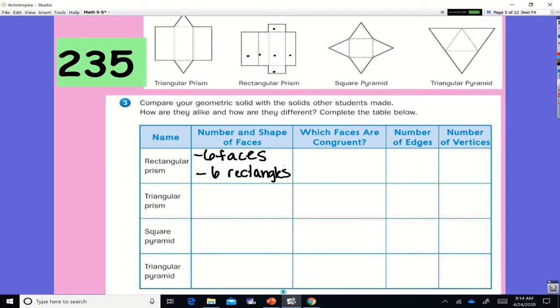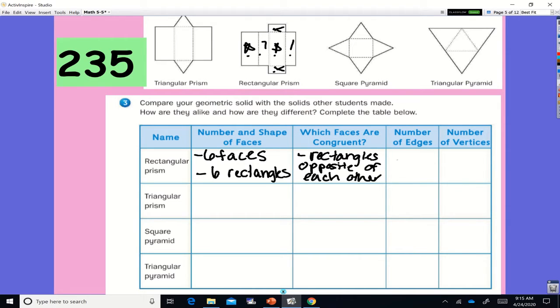Now, which faces are congruent? Congruent means the same. So I'm looking here. Okay, this shape and this shape look the same. This shape and this shape look the same, and this shape and this shape look the same. Now when I would fold that up, it'd be the rectangles opposite of each other. So I'm going to write in here, rectangles opposite of each other.